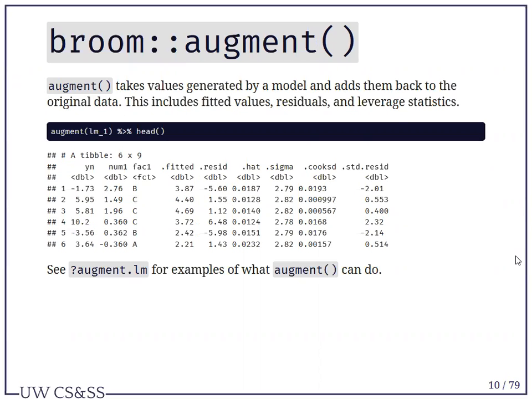Augment is really great in conjunction with these things. It takes values generated by a model and then adds them back to the original data. This includes fitted values, residuals, and leverage statistics. So we run augment on our regression object, and we'll see that it appends to our original data that was used to run the regression the fitted values, the residuals, our sigma, our standardized residuals. There's a lot of different things you could do with all of this, and it makes it really easy to plot these kinds of things. So making fitted versus residuals plots in a modular way is a lot quicker.